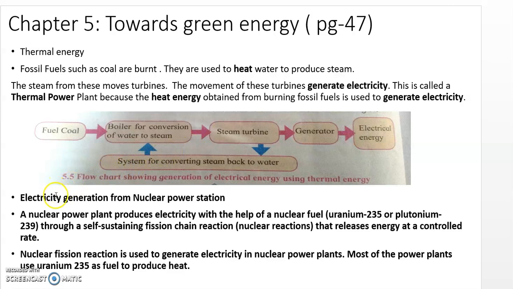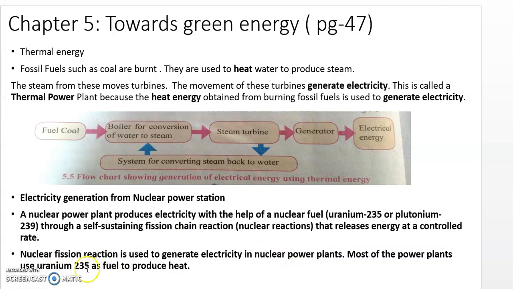Next we will study electricity generation from the nuclear power station. A nuclear power plant produces electricity with the help of nuclear fuel. And which fuel is used? Uranium-235 or plutonium, through a self-sustaining fission chain reaction that releases energy at a controlled rate. The nuclear fission reaction is used to generate electricity in the nuclear power plant, and most power plants use uranium-235 as a fuel to produce heat.